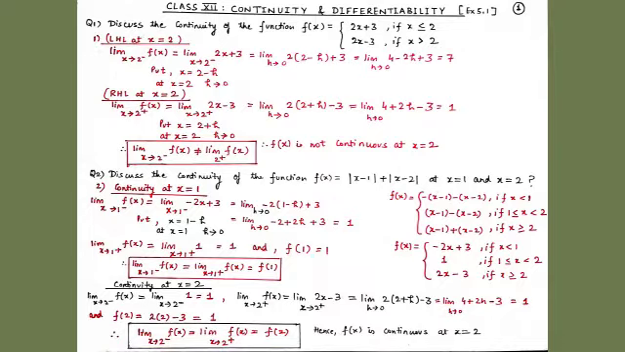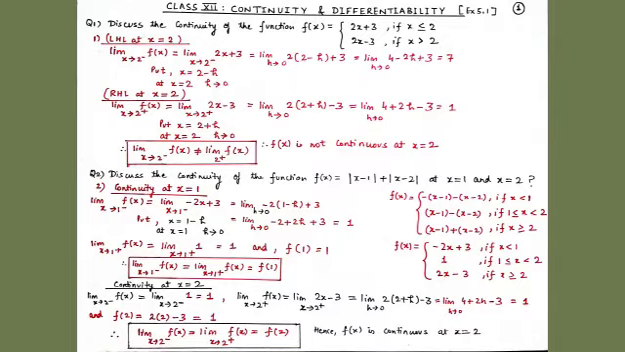Students, our first question for today is: discuss the continuity of the function f(x), which is equal to 2x plus 3 if x is less than or equal to 2, and 2x minus 3 if x is greater than 2. So in this question, we have to discuss the continuity of our function f(x) at x equals 2. First, we will take the left hand limit at x equals 2.